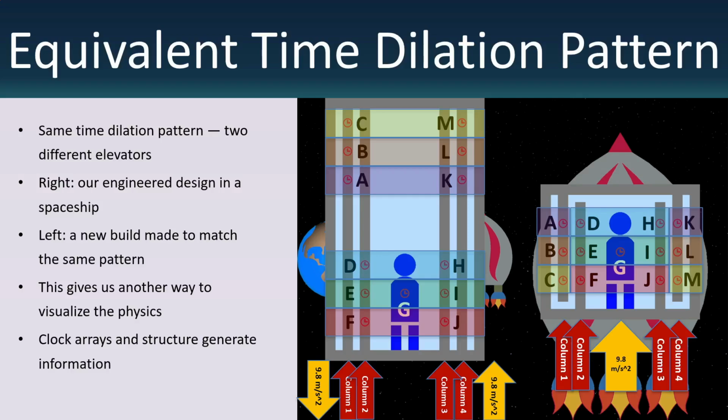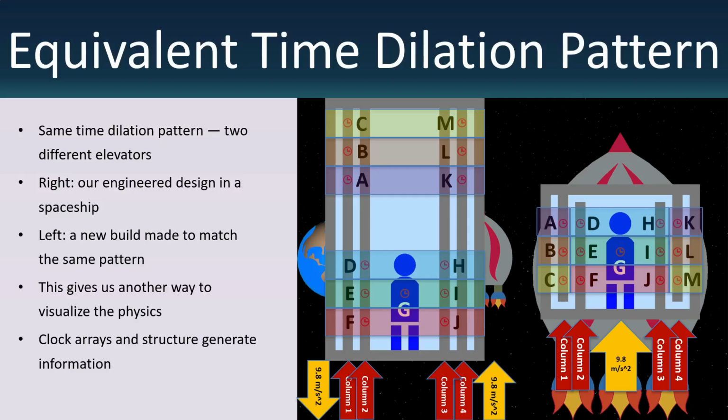All columns are rigid and uniform, and the clocks are placed at different heights. Because the structure is symmetric, this elevator would show the same pattern whether it's in a gravitational field or accelerating in space. We built it this way to help visualize what's happening inside the original engineered elevator when it's accelerating and routing energy through different mechanical paths.